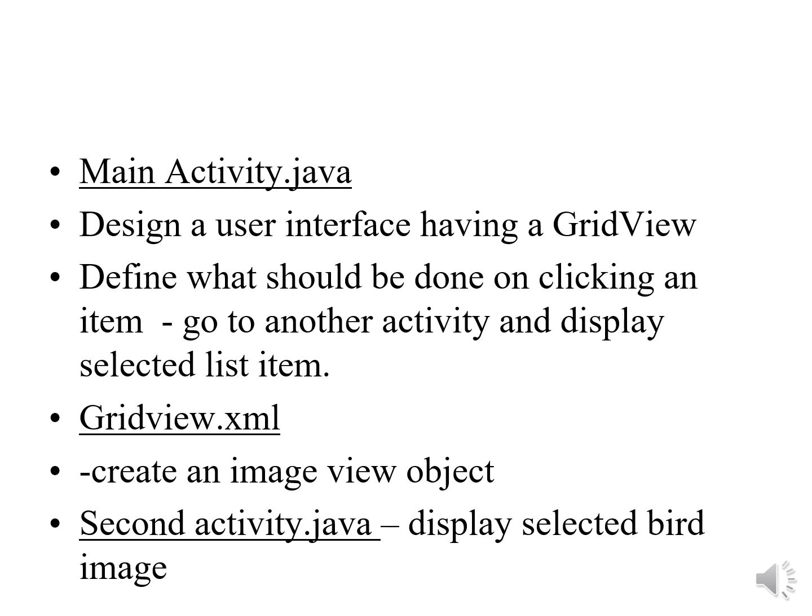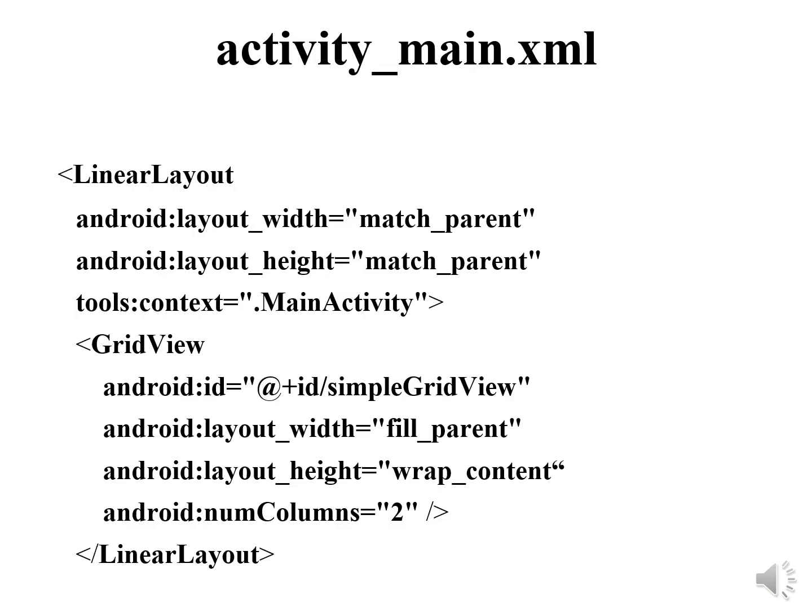Here GridView.xml is an additional XML file that is meant for keeping an image view tag. In the other program, in the case of list view, in the additional XML file we created a text view tag because we wanted to display a list of text items. Here we are displaying a list of image items. So you just go through these codes.